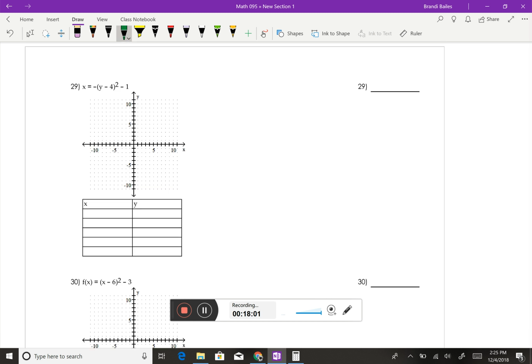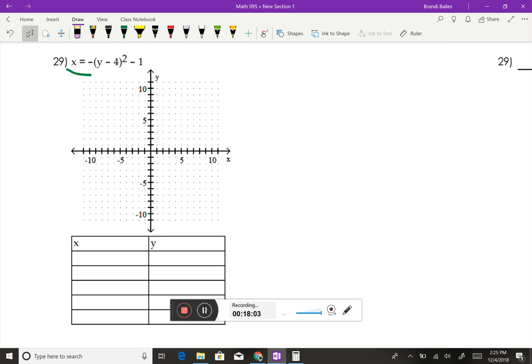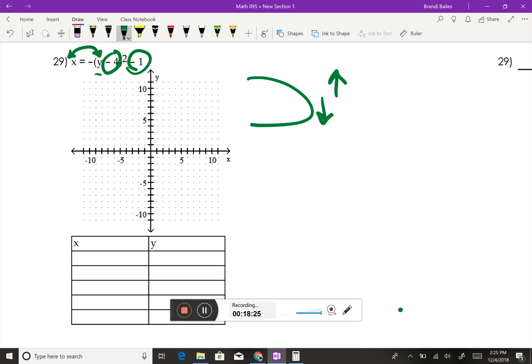Let's try the next one. Now I've got a parabola. There's something about that parabola, and that is x and y are reversed. So this parabola will be sideways. I've got some shifting inside with the y, so it'll move this way and that way. And I've got some shifting outside with the x, so it'll also move this way and that way.